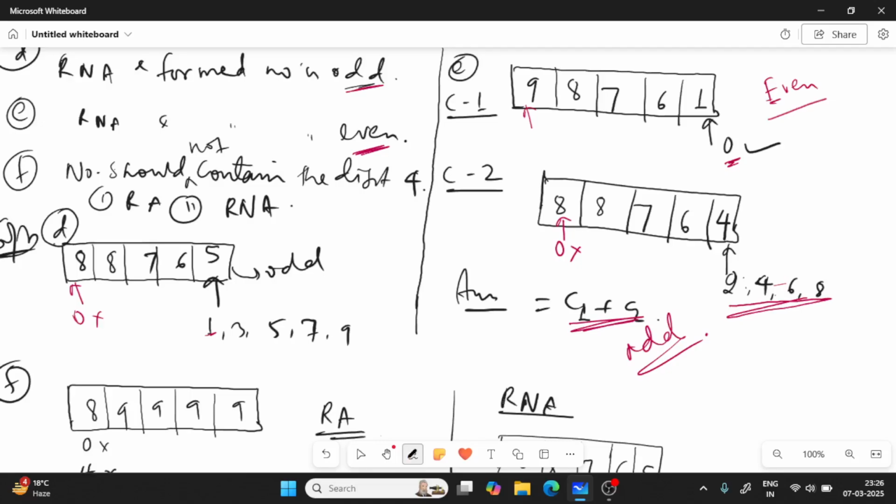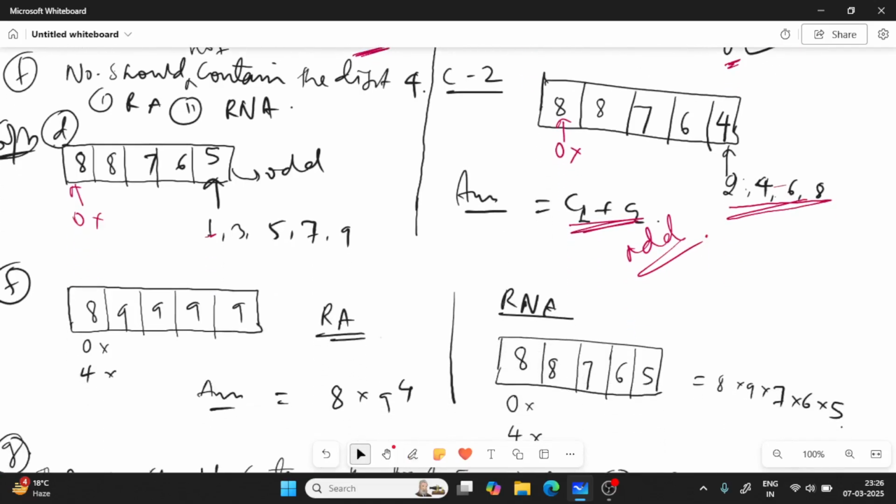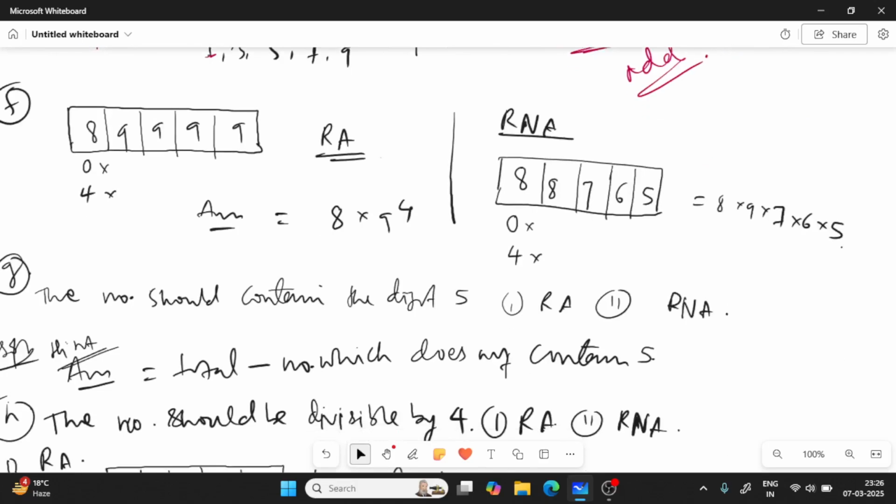Next part, he is asking that the number should not contain the digit 4. And again, here we have two cases, replacement is allowed and replacement is not allowed. So suppose replacement is allowed, in that case, what is the situation? We start with the leftmost place, and here 0 cannot be put and 4 cannot be put, so we are left with only 8 digits. But here 0 can be put, 4 cannot be put. So that's why we have 9 ways, again 9 ways, 9 ways, because he is telling replacement is allowed. So 8 into 9 to the power 4, and this is our required answer.